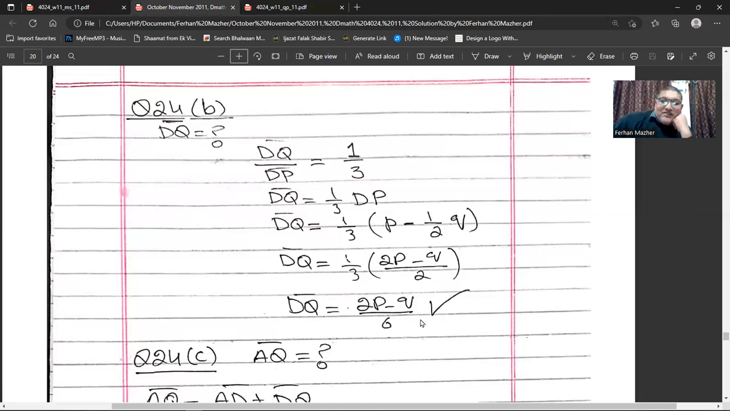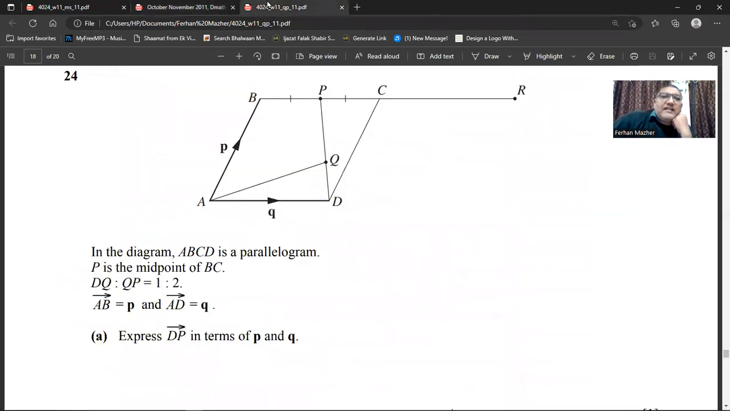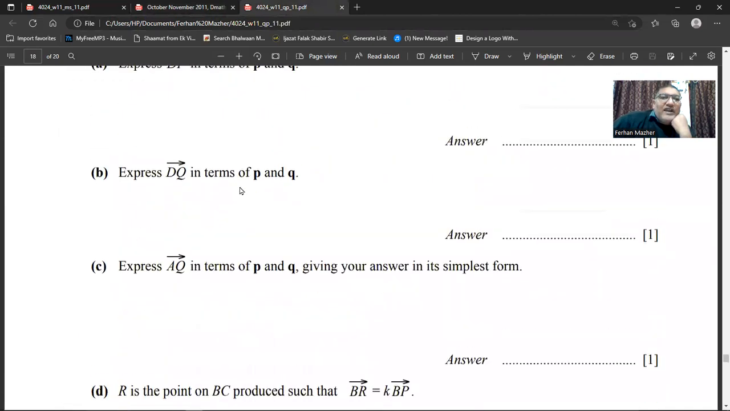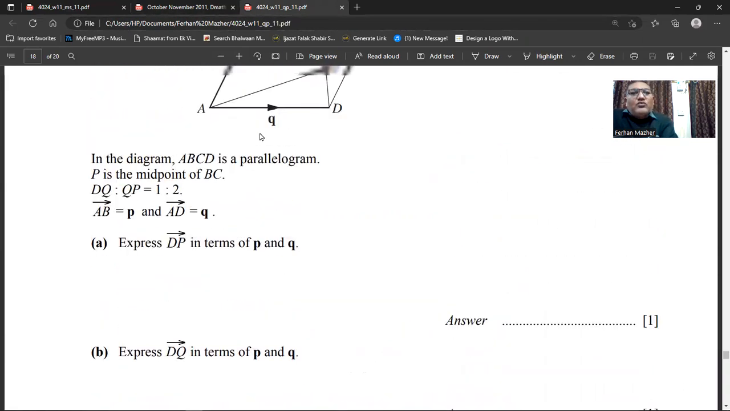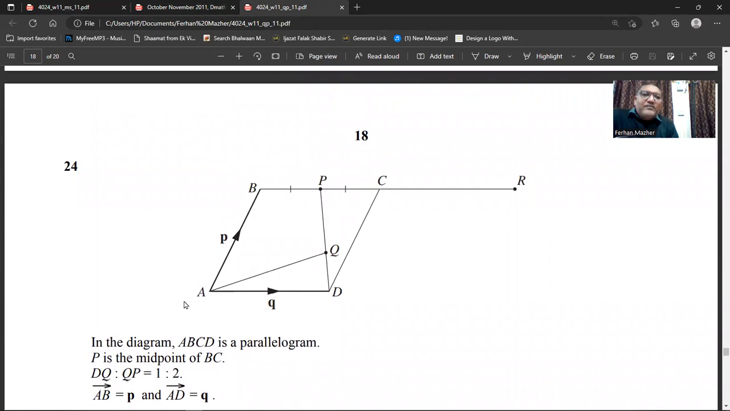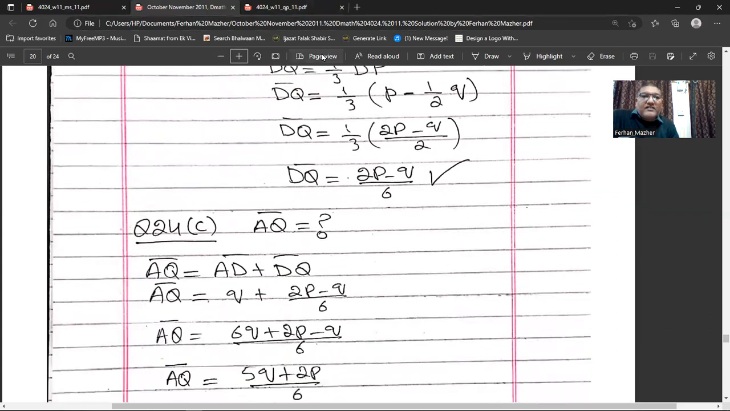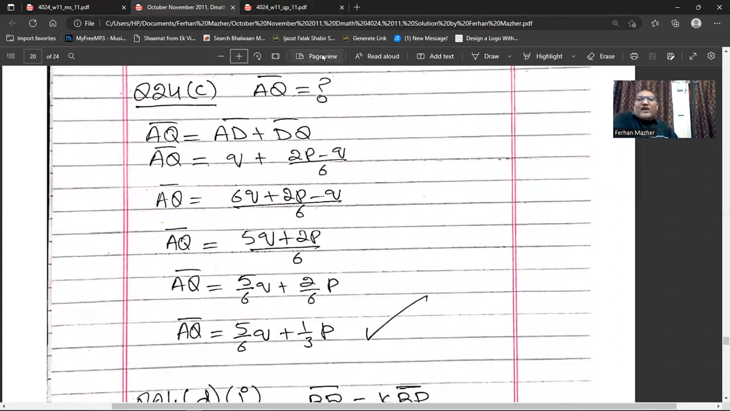Don't worry. Okay. So the next thing they are asking is to express AQ in terms of p and q, giving your answer in its simplest form. They want to find out AQ. A to Q, very simple. Go from A to D, from D to Q. Very simple, straightforward, and easy peasy. So if you want to find AQ, the bypass will be AQ is equal to AD plus DQ. AD is q and DQ we just calculated.